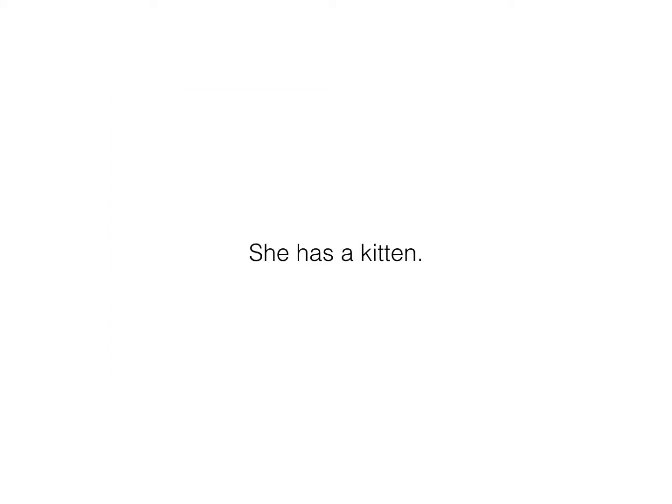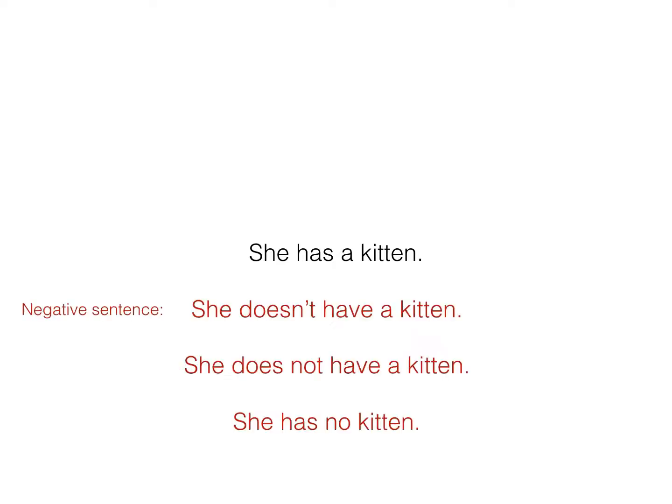Look at this sentence. She has a kitten. Do you see any negative words here? I don't see any. So let's make this sentence negative, and that's what we're going to do. Now here are some examples. We can say she doesn't have a kitten, she does not have a kitten, or she has no kitten, and these are all negative sentences. Now remember, when we said she has a kitten, that is a positive sentence.